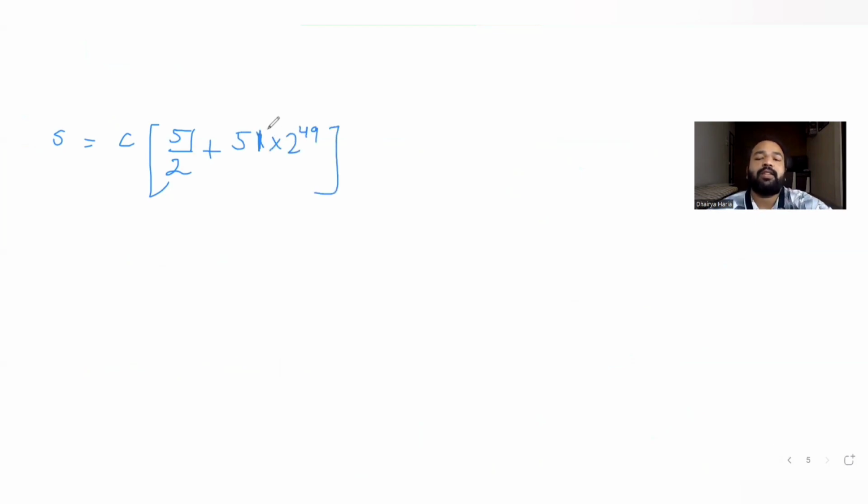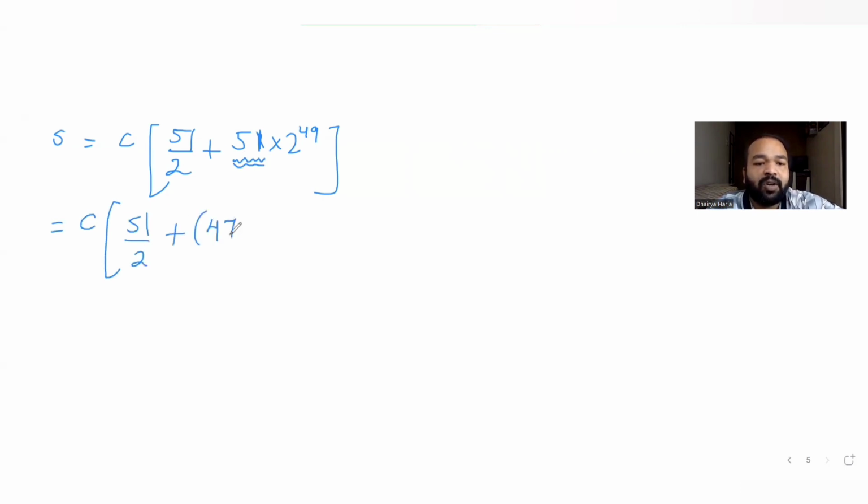Now if I want to make this as 2 raised to 51, right? So I need two more 2's here to make it 2 raised to 51. So I can adjust those two more 2's from this value of 51. So I can write this as 51 by 2.